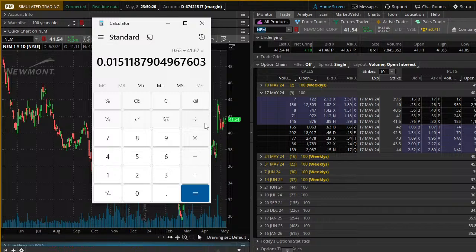Now, let's see what happens if the stock doesn't move at all. So let's take a look at the 41.50. The 41.50 is going for 85 cents a share. But if I'm buying it at 41.67 and I'm selling it at 41.50, I'm losing 17 cents a share. So let's subtract 17 cents a share off of the profit. Subtract 0.17. So now my profit is 68 cents at 41.50. The stock doesn't have to move at all.